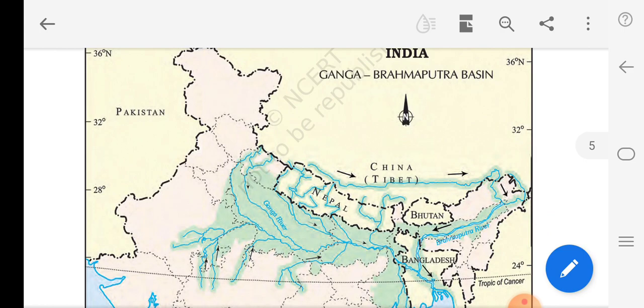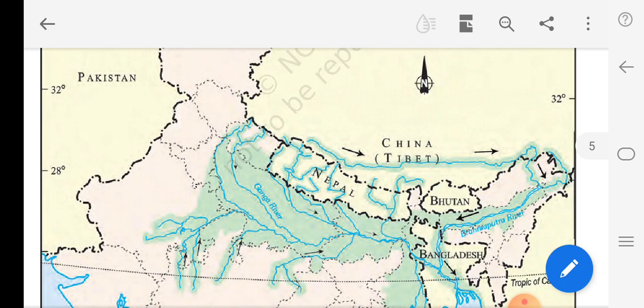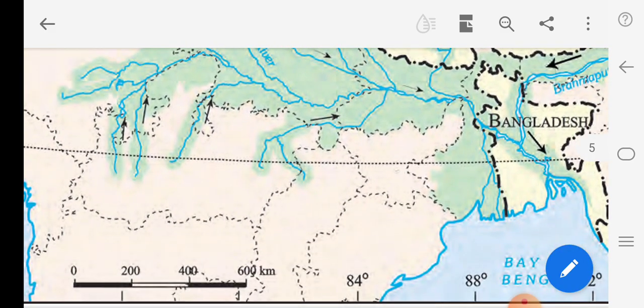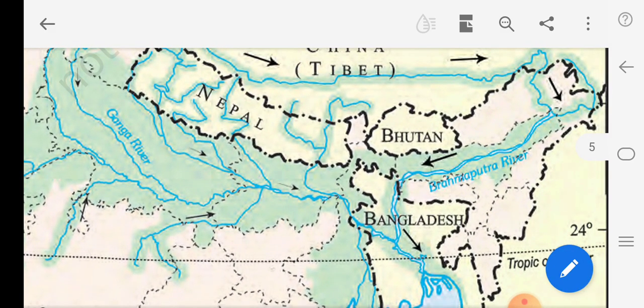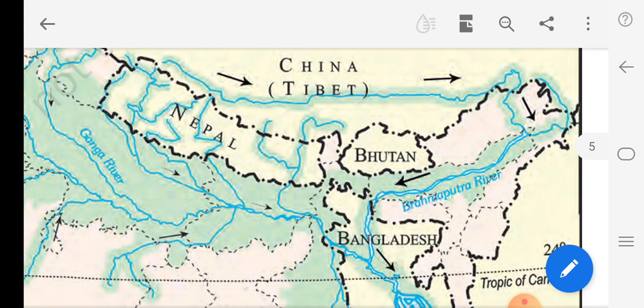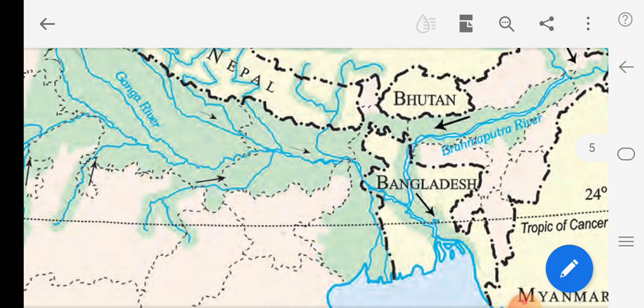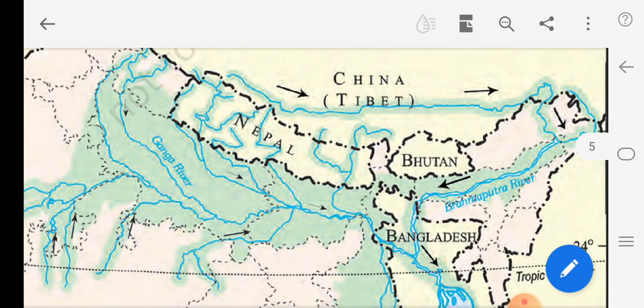There are n number of rivers that flow in the basin. So let's see the Ganga. This is the Ganga river. It starts from Himalayas and flows into the Bay of Bengal. Now let's see Brahmaputra, east part of India. The Brahmaputra starts from the east part of India and flows into the sea, that is called Bay of Bengal. Those are known as Ganga Brahmaputra basins, which is in blue color.